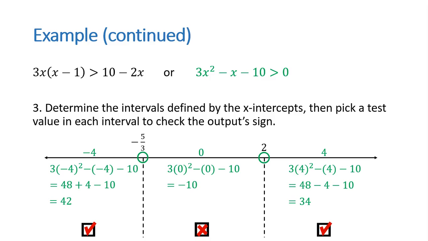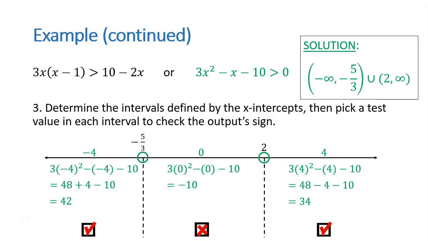So the first and third intervals give us positive outputs. They accurately solve that inequality, 3x squared minus x minus 10 is greater than 0. But the second interval, the interval between the two intercepts, gives us negative outputs, so it does not correctly solve that inequality. So our solution is everything from -infinity to -5/3, and everything from 2 to infinity, but not including those endpoints because we don't have equality as part of our inequality.